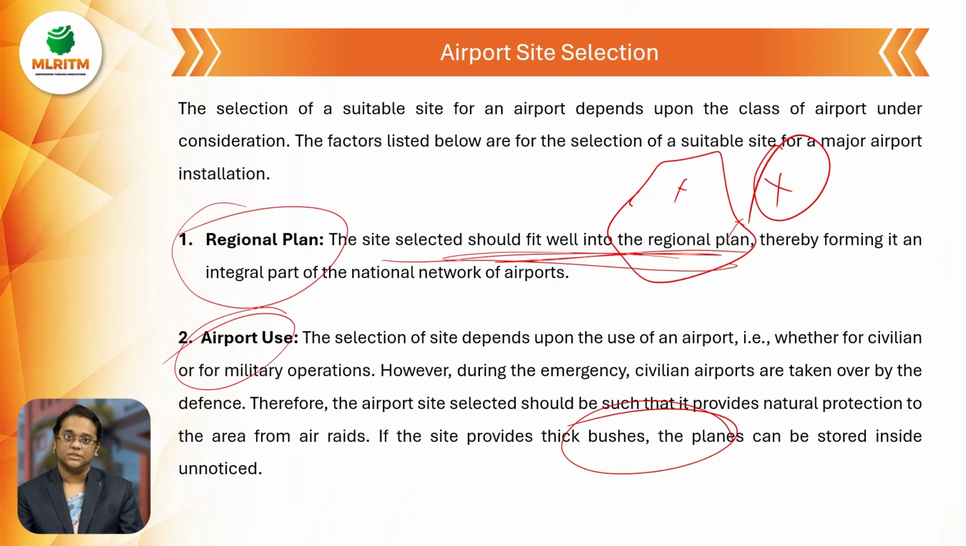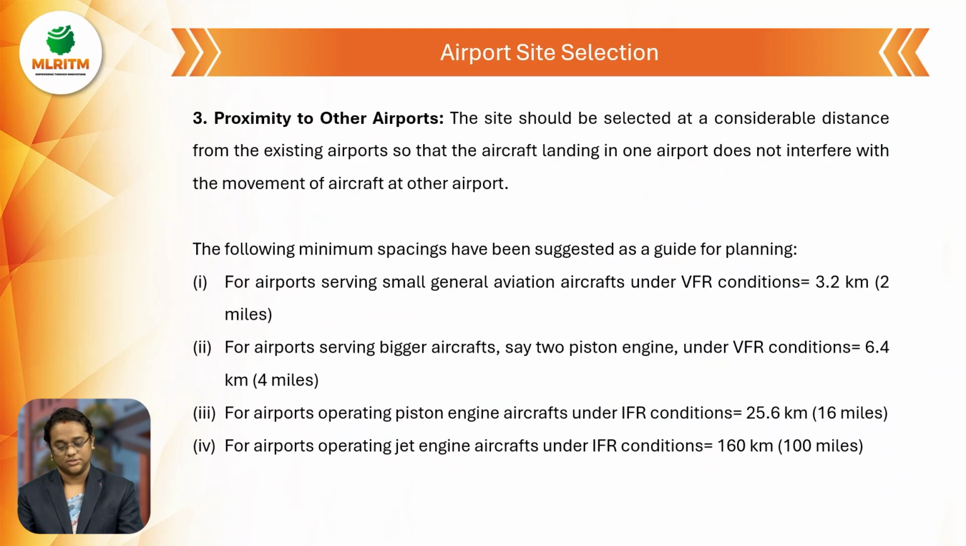And also, the civil aviation aircraft which we are using should be able to be turned into a military base at the time of war, when required. So see the requirements. And proximity. Proximity is the distance between two consecutive airports.